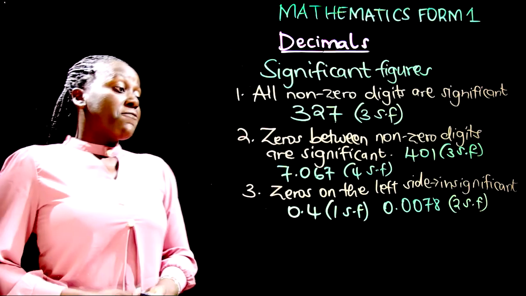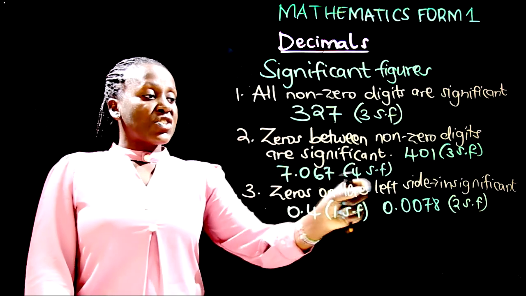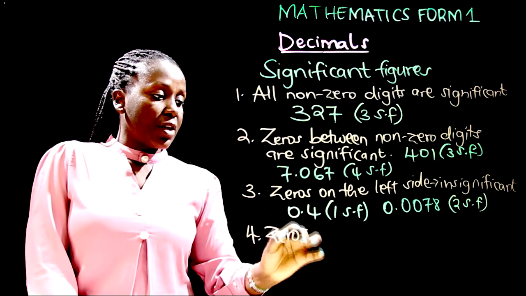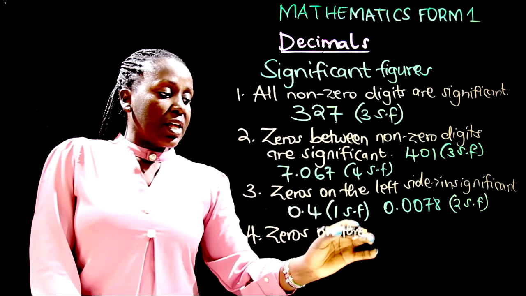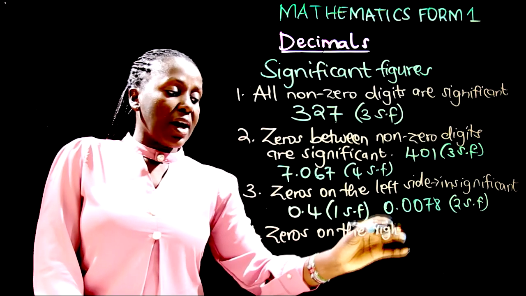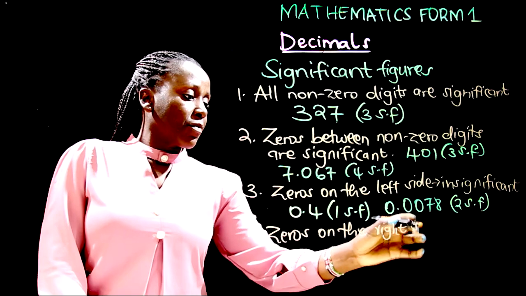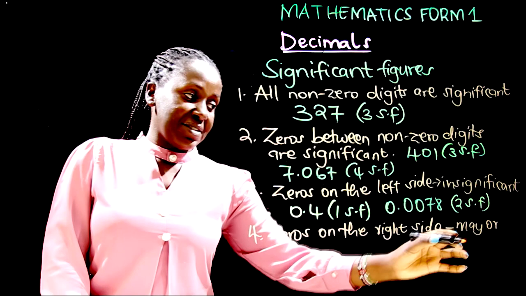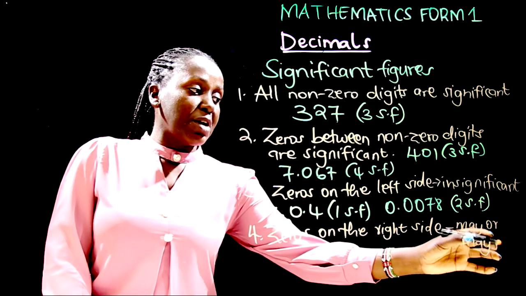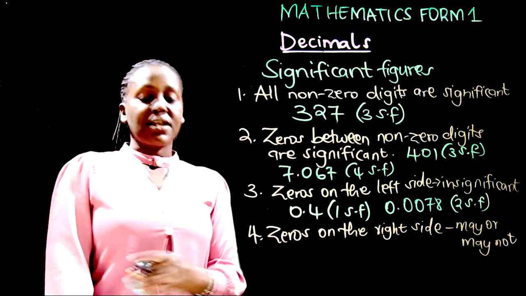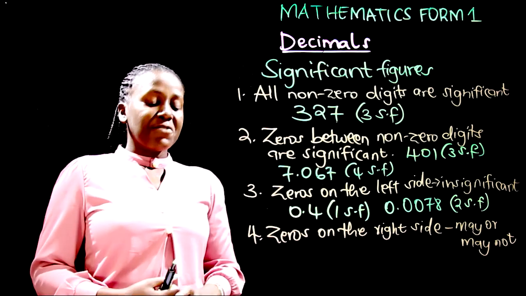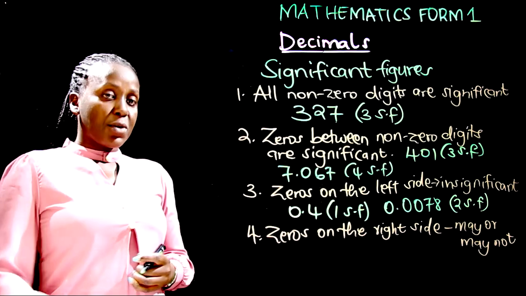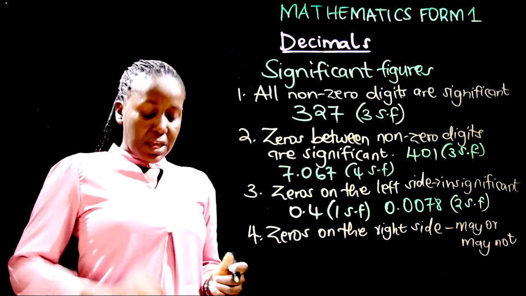Okay? Then the final rule is that zeros on the right hand side of the number may or may not be significant. So when are they considered to be significant, or when are they considered to not be significant? So we are going to look at two examples.